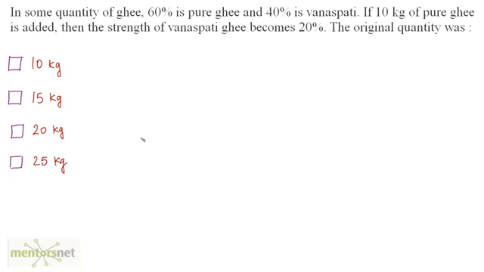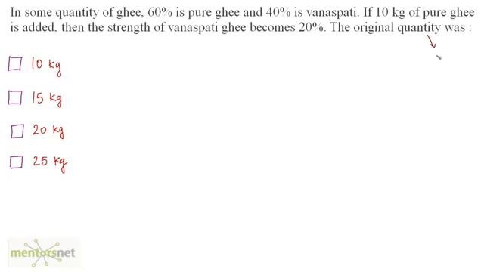In some quantity of ghee, 60% is pure ghee and 40% is vanaspati. If 10 kg of pure ghee is added, then the strength of vanaspati ghee becomes 20%. The original quantity was.